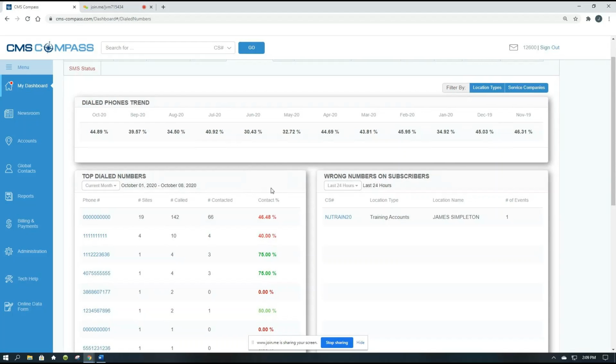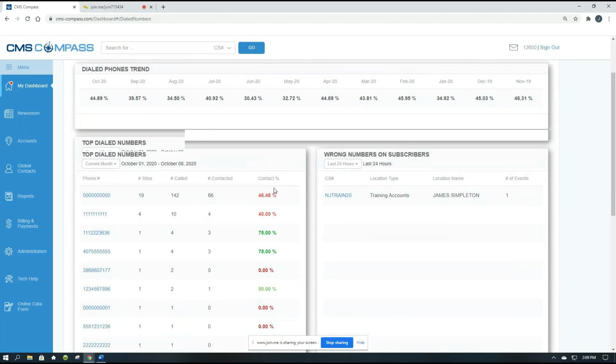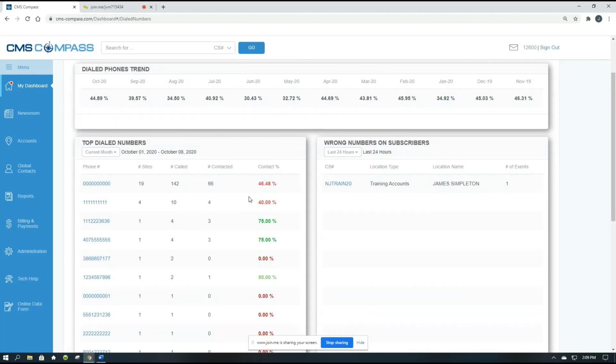We see top dialed numbers. So this is showing us the top dialed numbers by our monitoring reps. The current month, like I said, is only 8 days long, so let's go back one full month. We can get a gist of phone numbers that were called by CMS monitoring reps. Here, this is a fancy phone number. Not a lot of people answer this phone number, not a lot of people call it, but it happens to be on 80 different sites for this customer.